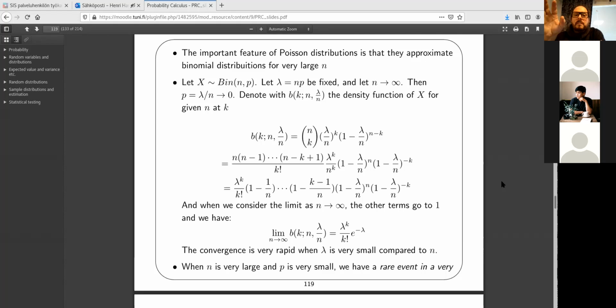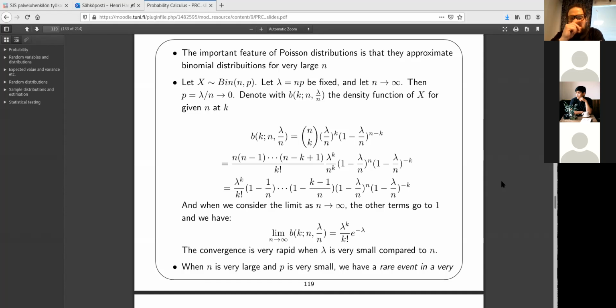So we look at the density function of this binomial distribution at a given value of n. Remember, lambda is fixed, and if n increases, then p is lambda over n. So at each value n, the density function at point k is n choose k times lambda over n to the power of k times 1 minus lambda over n to the n minus k.